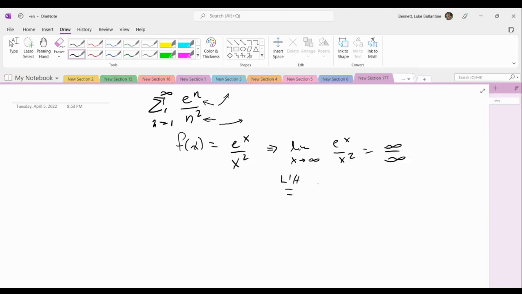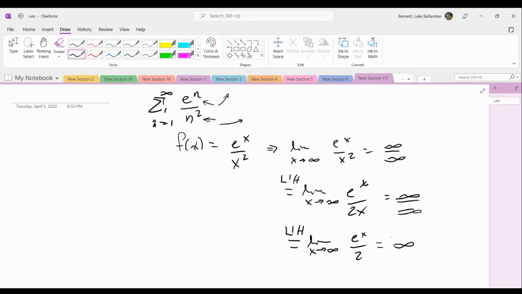So we can use L'Hopital's rule. This is the limit as x goes to infinity of e to the x over 2x, which is still infinity over infinity, but that's all right. We'll just use L'Hopital's again. So this is the limit as x goes to infinity of e to the x over 2, which equals infinity.